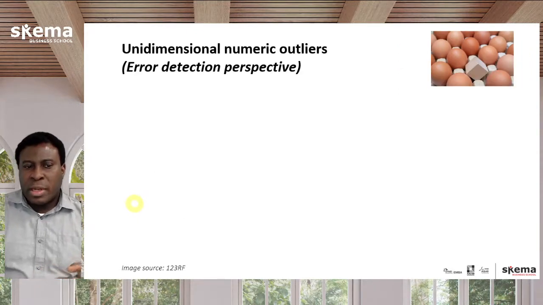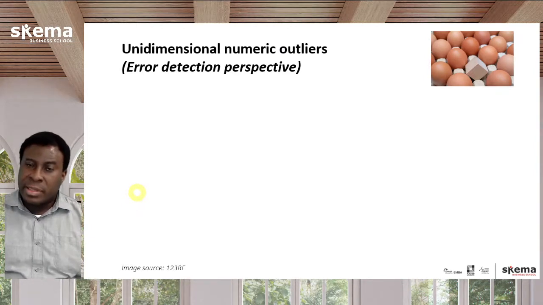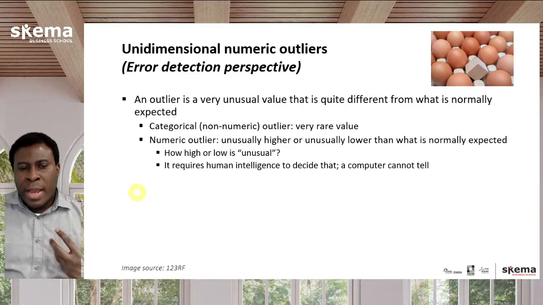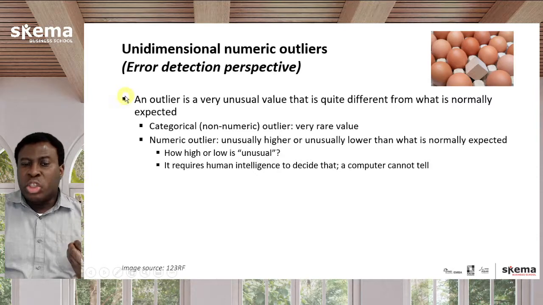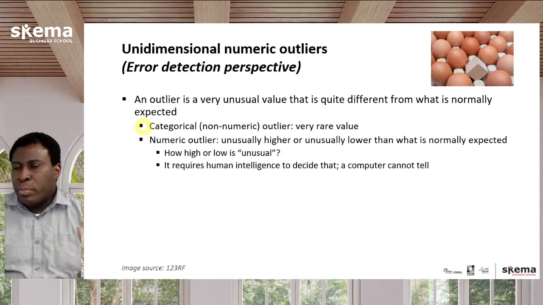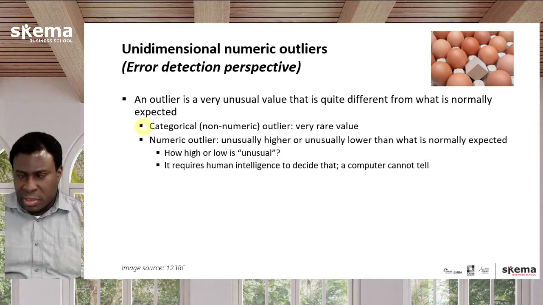So first, let's talk about unidimensional outliers, specifically numerical outliers. And again, this is from the error detection perspective. So an outlier generally is a very unusual value that is quite different from what is normally expected. There are categorical outliers, which are non-numeric, and that's when you have a very rare value, like maybe a categorical value that occurs maybe only 1% or fewer times.